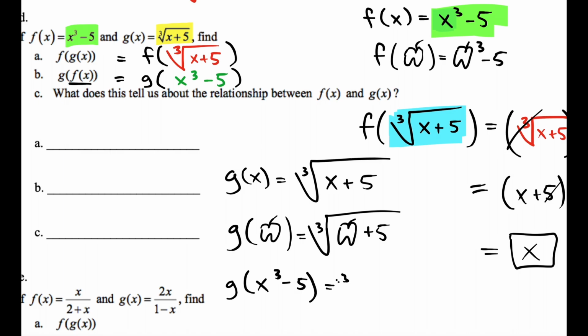So that's going to be a cube root of something plus 5. So what is that something? It's what's in green here. It's this. That's what goes in the parentheses.